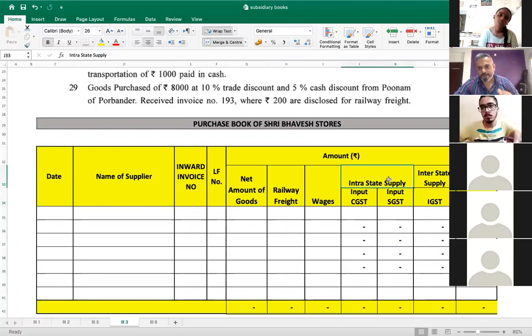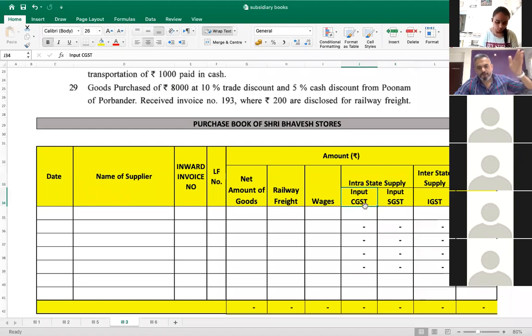Now the rate of intrastate supply, say 12%, 18%, will be divided into two parts. Half is for central and half is for state. Okay, and when you go to interstate, it is full, integrated goods and service tax. So if it is 12%, then the full 12%. Now the question is, on what will this tax be levied, sir? This tax will be levied on the total of net amount of goods plus railway freight plus wages. Is this clear? The tax.